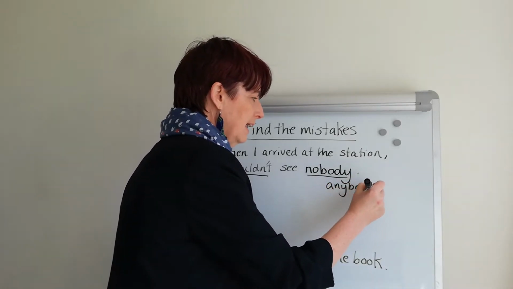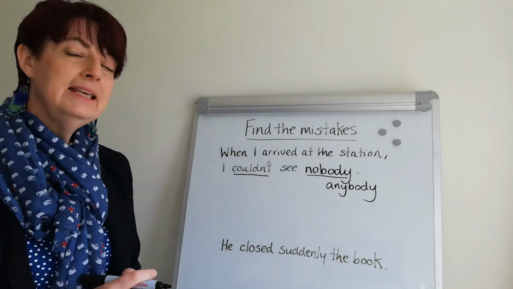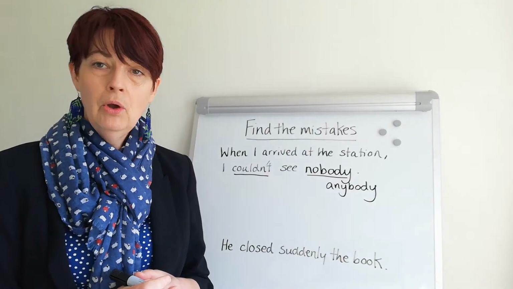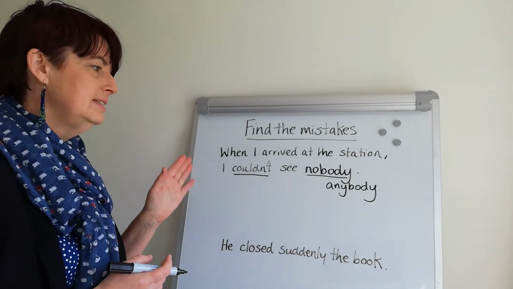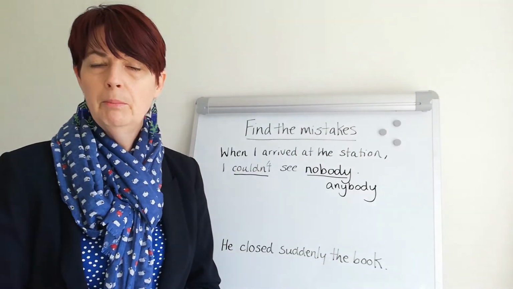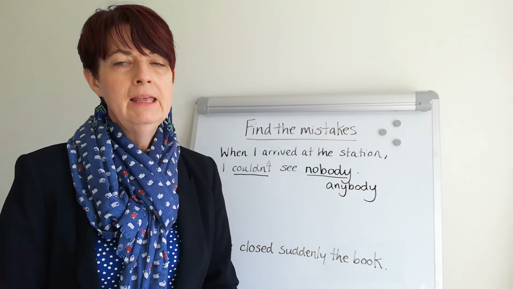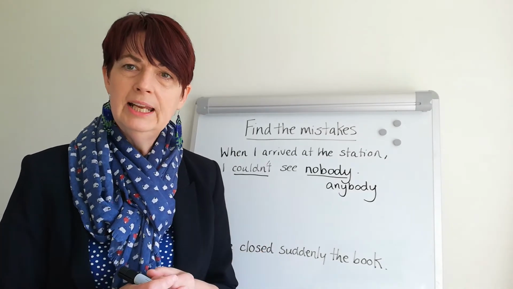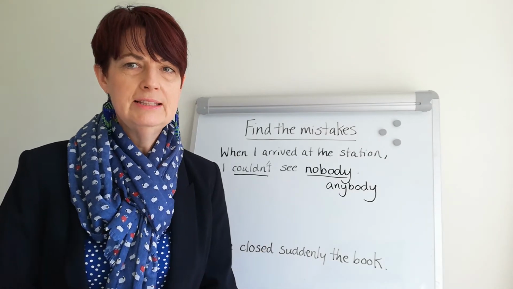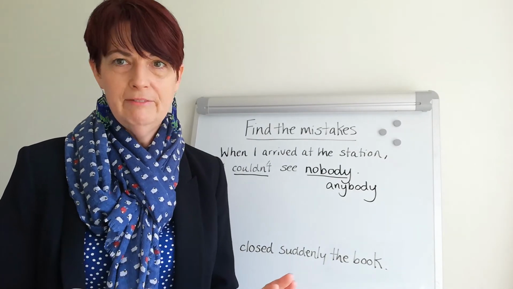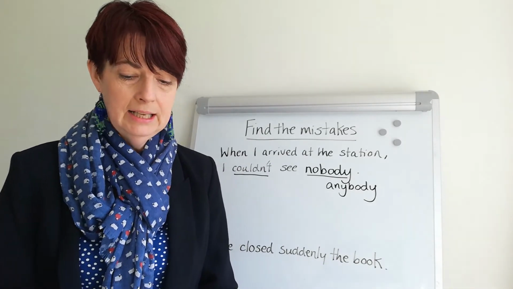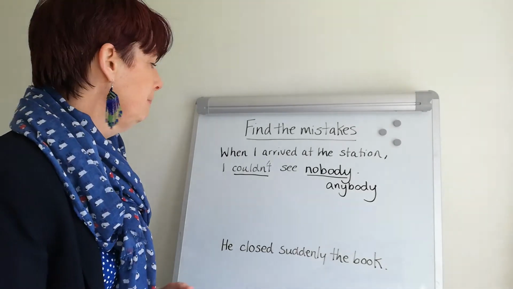So we could say, I couldn't see anybody. Or it's possible to do it the other way and say, I could see nobody. Both are possible. It's much more usual in English to have just one negative in the sentence. That doesn't mean we can never have double negatives, because we can. Let me give you an example.